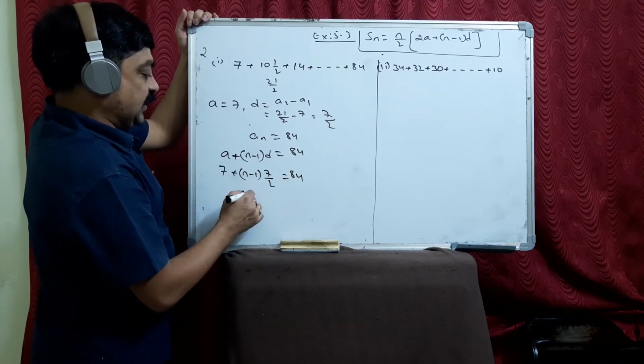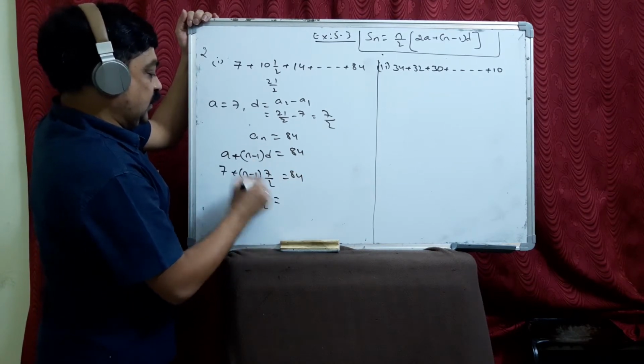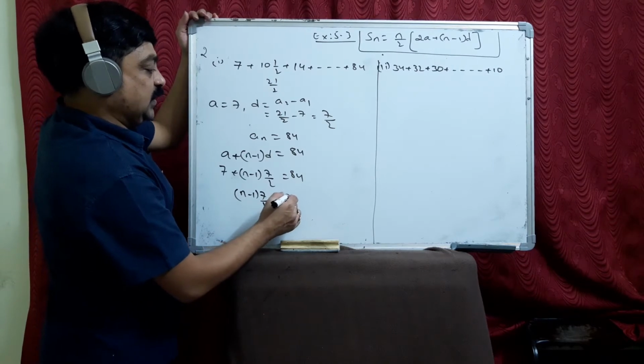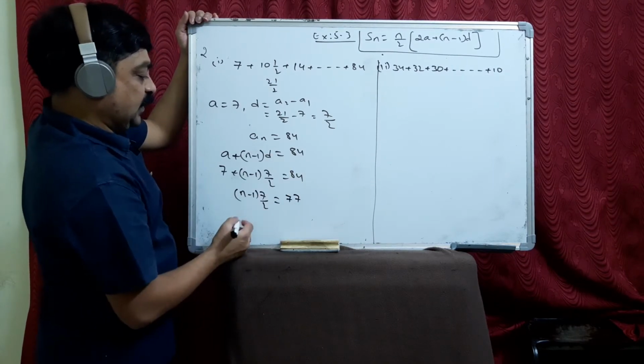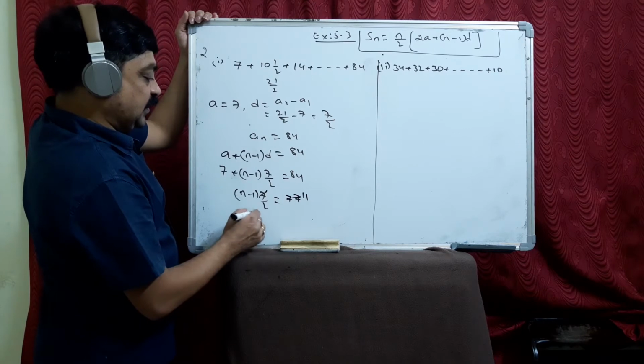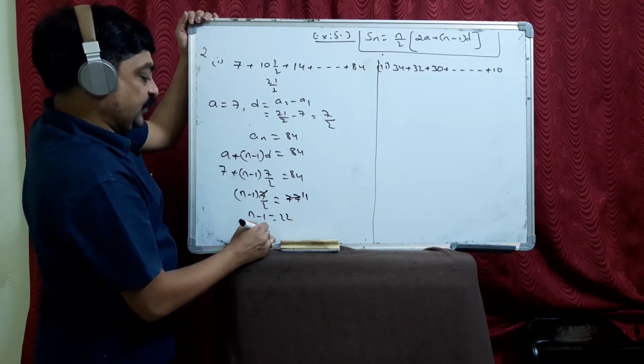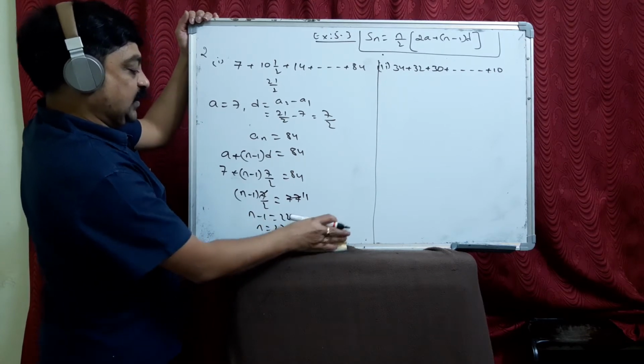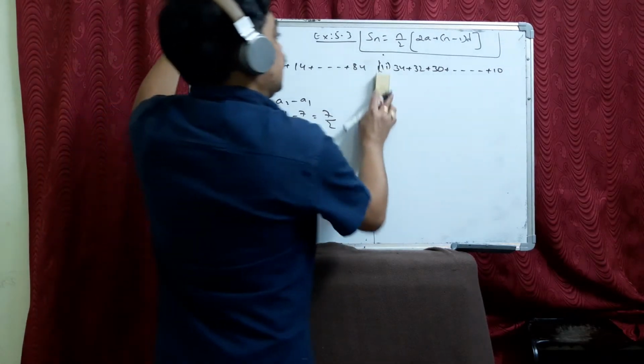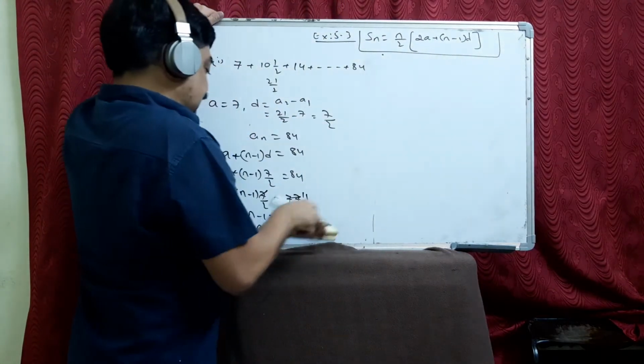Take 7 outside, n minus 1 into 7 by 2. 84 minus 7 becomes 77. So 7 will get cancelled, 11. So n minus 1 is 22. N is 23. So what we have to do here is find S23.